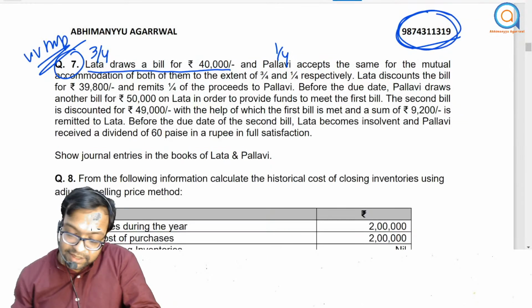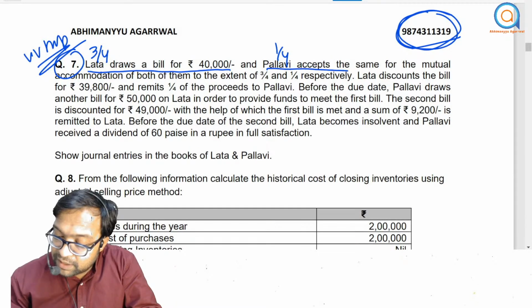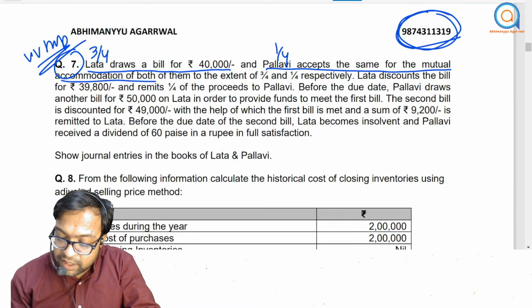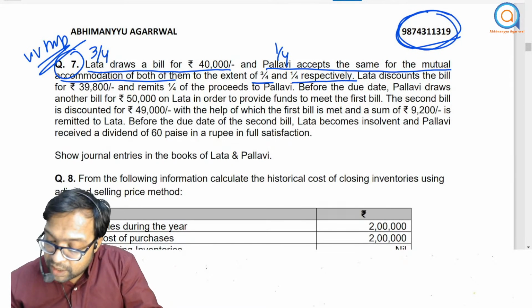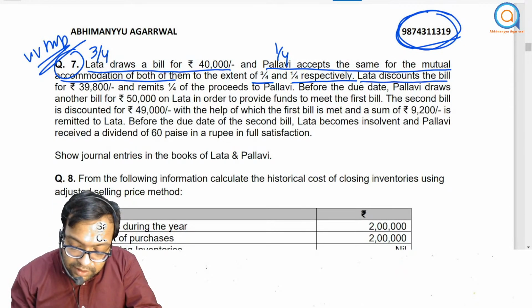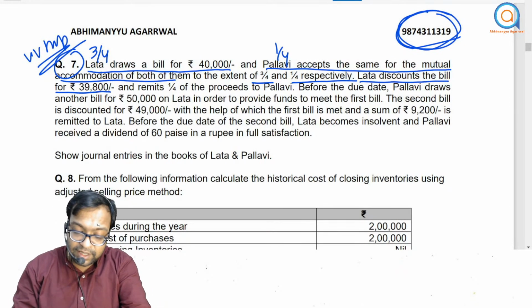Yes, sir. Next one. Pallavi has accepted the same for mutual accommodation. Okay, 3/4, 1/4. Done. Lata discounts the bill for 39,800. So now Lata will discount this bill.